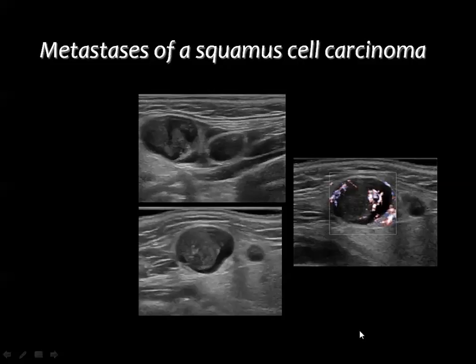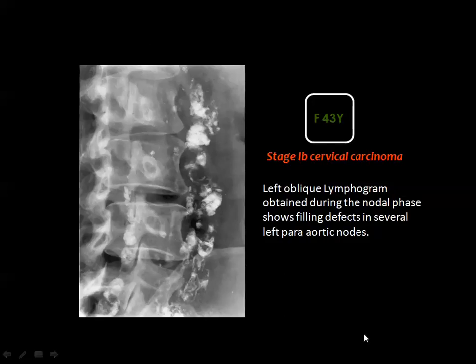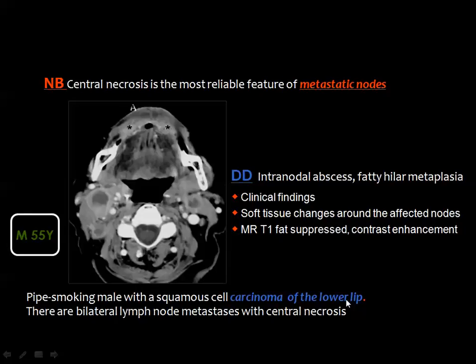And in previous days, we used to diagnose metastatic nodes and nodes of lymphoma by lymphography. And if you see this patient with cervical carcinoma, you got multiple filling defects within the nodes, which are of abnormal appearance, as you can see here. And these nodes are diagnostic of being involved by metastatic disease. Then central necrosis is the most reliable feature of metastatic nodes.